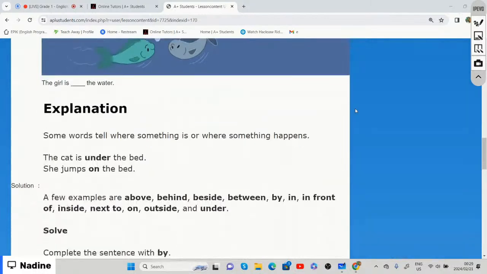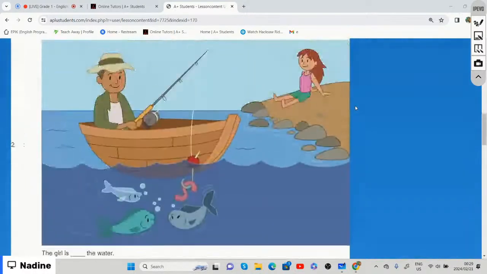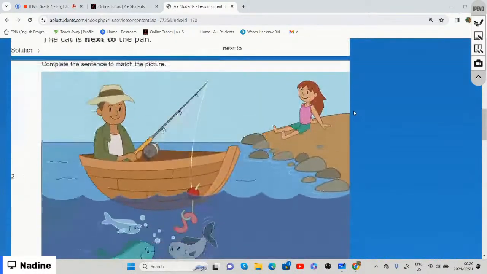All right, we need to say where the girl is. Yes, well done. Next to the pan is correct, right? In the kitchen, so the word "in" is a preposition, but they specifically ask where compared to the pan is the cat. So next to the pan is the cat. So well done.